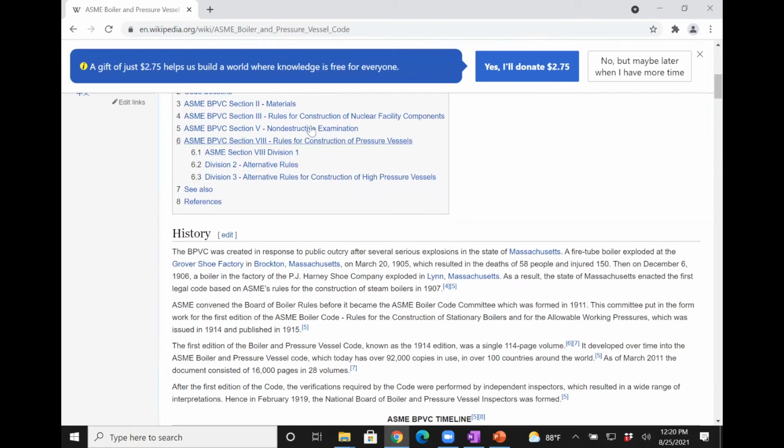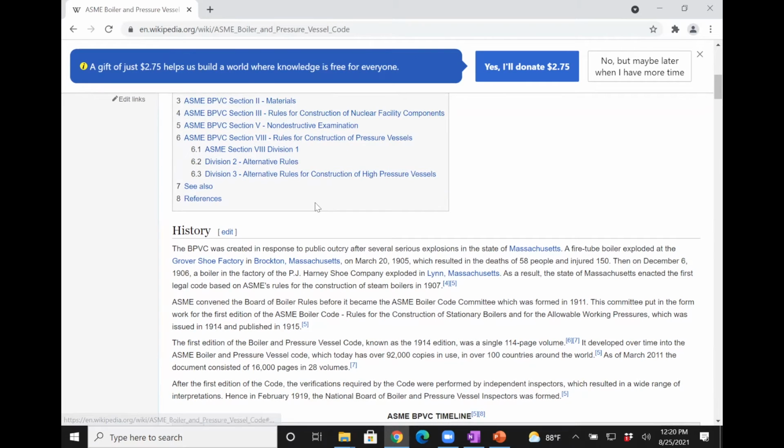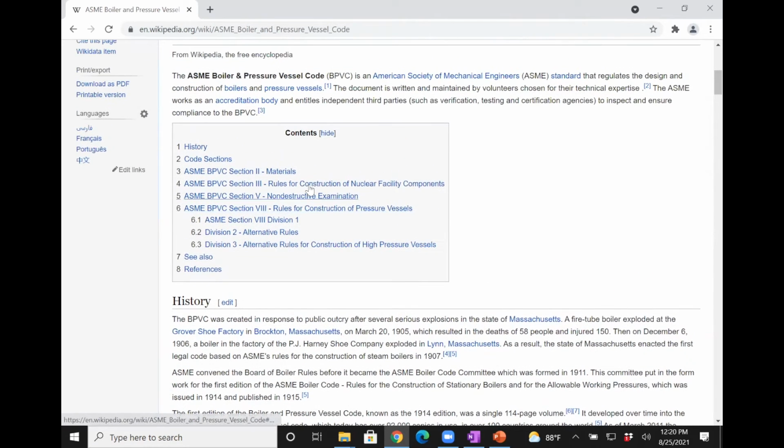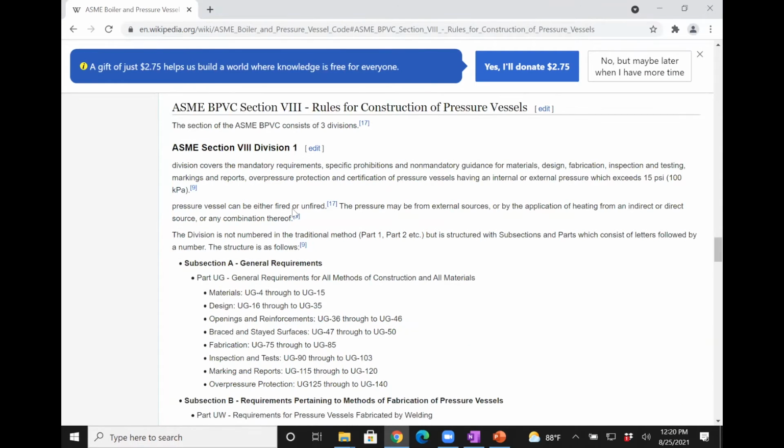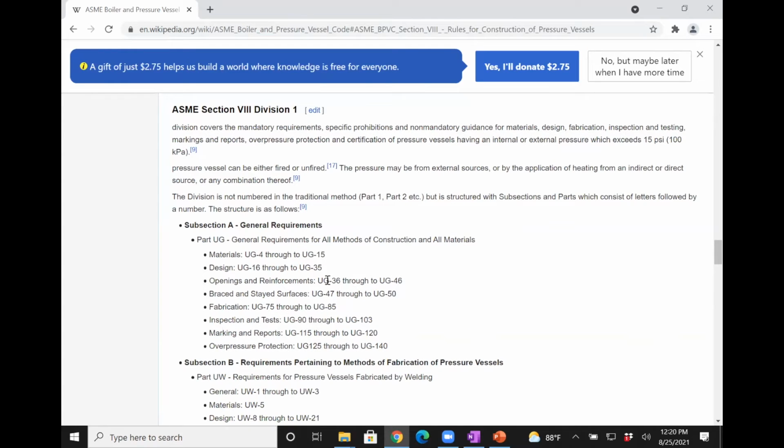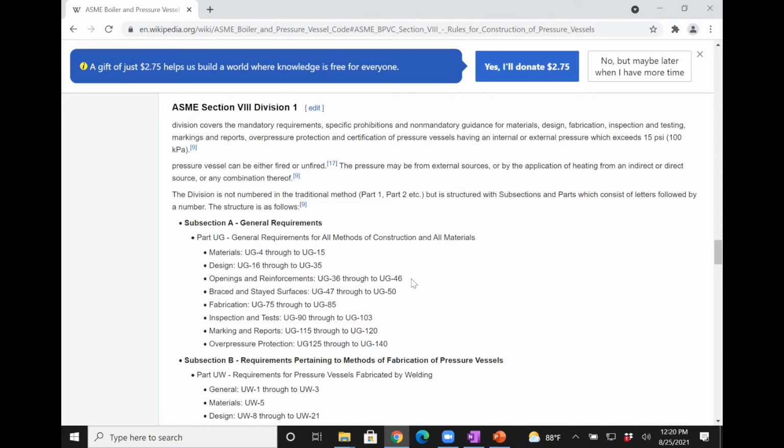This gives you a lot about the history, but here are the rules and regulations for this particular code by the ASME. So materials, rules for construction of nuclear facilities, how you examine these things, and construction of pressure vessels. You could go to one of them and go through what the standards are. These UG-36, UG-46, UG-48, for example, are specific things in the document, which again is probably under a paywall. But those are things you need to go through if you are interested, for example, in openings and reinforcements.